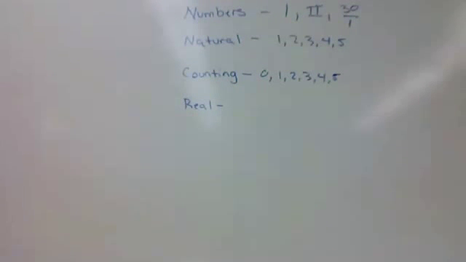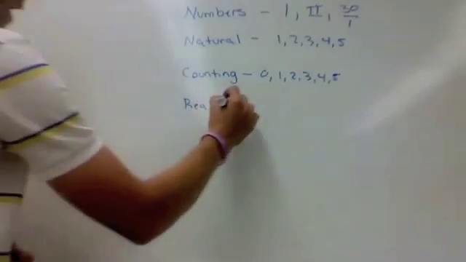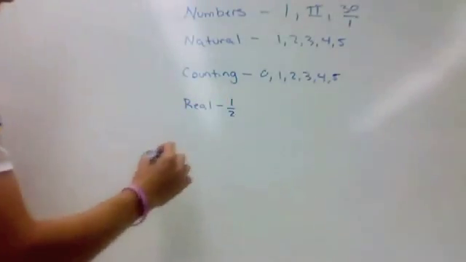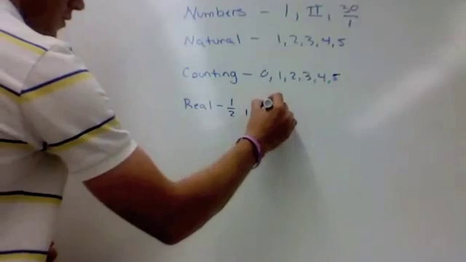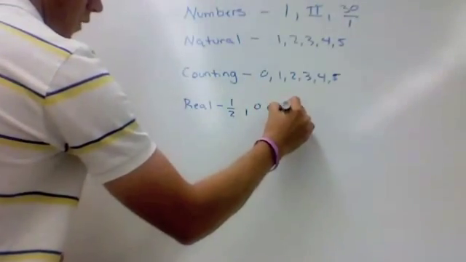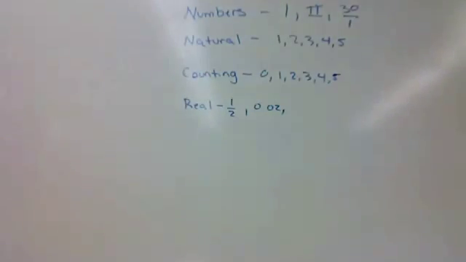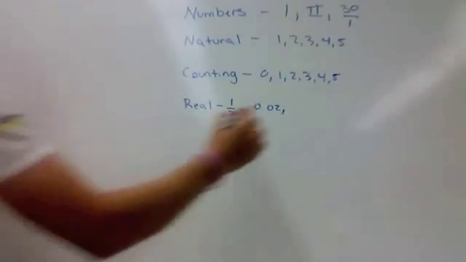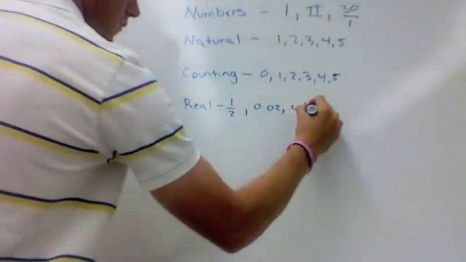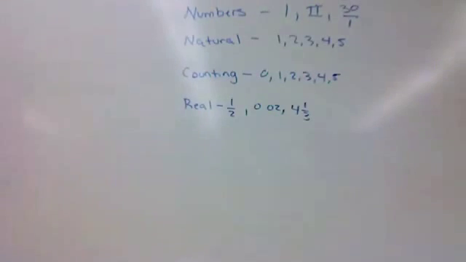Now, real numbers start throwing in things like fractions. So 1/2 is a real number. Decimals are real numbers. These are different types of numbers as well. Mixed numbers, so 4 1/3 is a different type of real number. Large numbers, small numbers, positive, negative, they all can be real numbers. So this is just an understanding of what different types of numbers we're going to be encountering in this class.